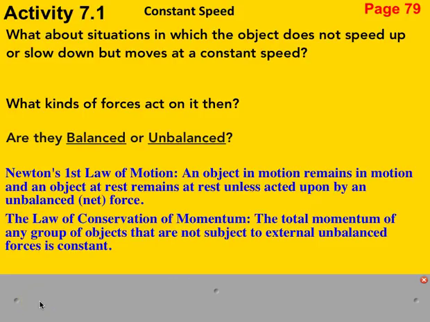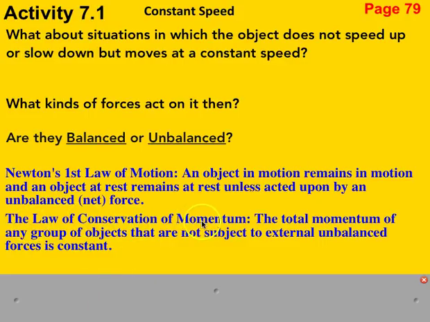So again, what are your thoughts? Let's read this. An object in motion remains in motion unless acted upon by an unbalanced force. So something that's moving at a constant speed will remain at a constant speed unless it's acted upon by an unbalanced force, which means the forces are balanced when it's at a constant speed. And what about something that's not moving?